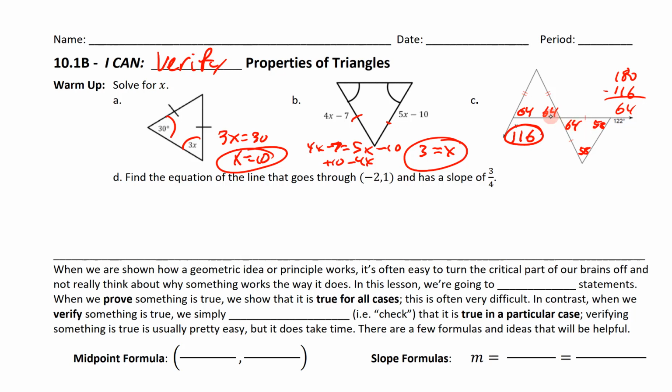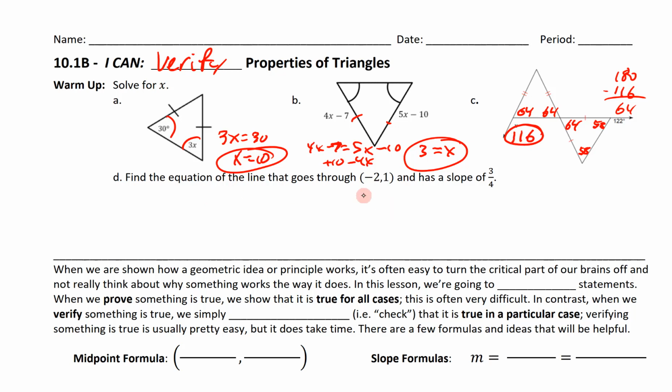It's vertical with this one over here, so that's 64. Those are both base angles of an isosceles triangle, so that's got to be 64. And then that's got to be supplementary with this exterior angle, so that's going to be 116. Any questions there? Okay, let's take a look at this one right here.